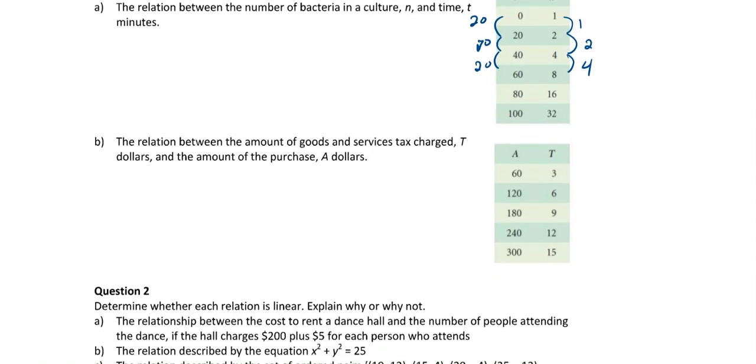What about this one? So we've got this is like our x, and this is like our y in this case. Well, it goes from 60 to 120, and then to 180. So what's it going up by? It's going up by 60 every time, and it's doing that all the way down. What about the y's or t in this case? It's going up by 3 every time. This is that telltale sign that we've got a linear relation. If we graph this thing, this would be a straight line.